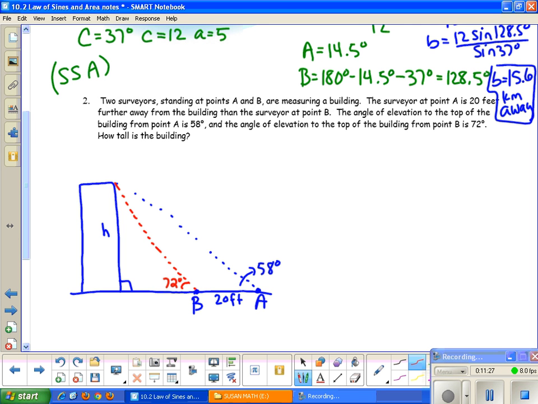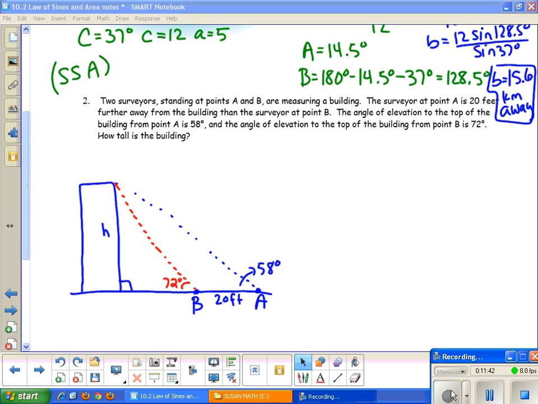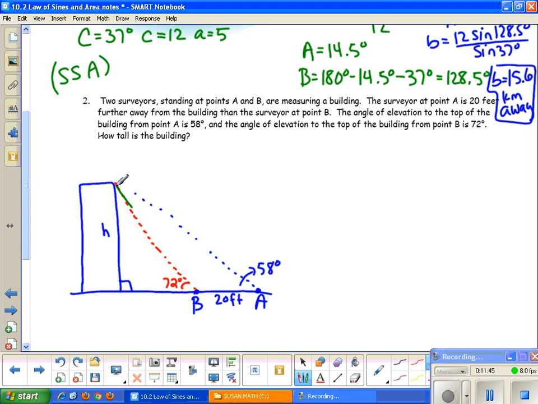And if I want to solve this problem, I have to think about things that I know. I need to figure out what the height is, and right now I don't know what the height is. But I noticed that I have this triangle here, and that also corresponds to this triangle right here. There are a couple of different ways you can solve this problem.